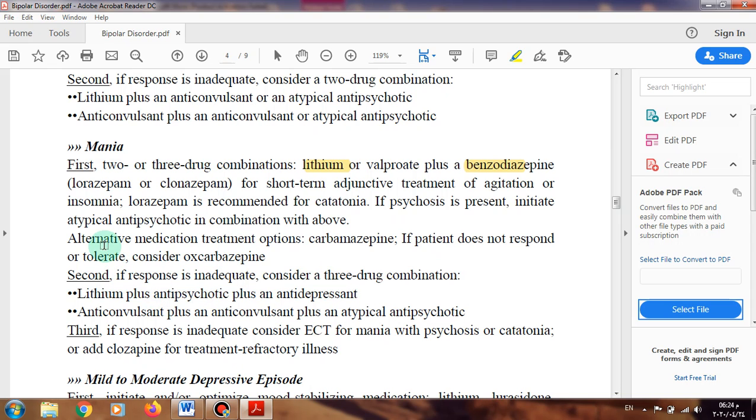After alternative medication, if the patient does not respond, carbamazepine or oxcarbazepine. Second line therapy inadequate, consider 3 drug combination. With third line non-pharmacological ECT, electroconvulsive therapy, for mania with psychosis or catatonia. Catatonia, lack of movement or communication in patient with bipolar disorders.